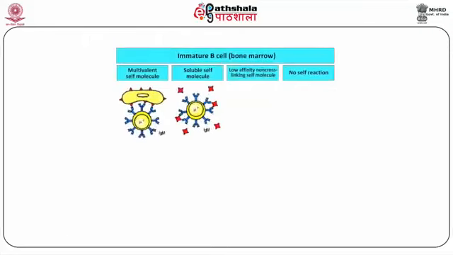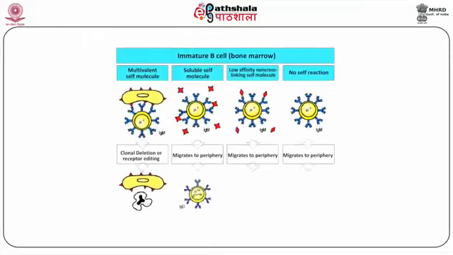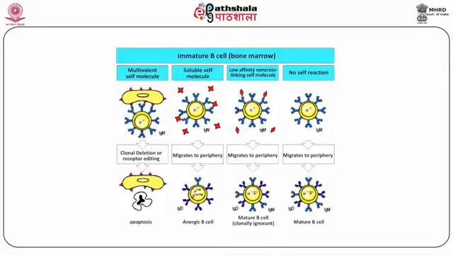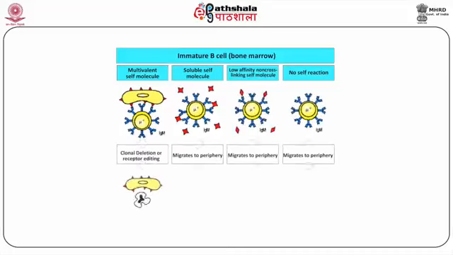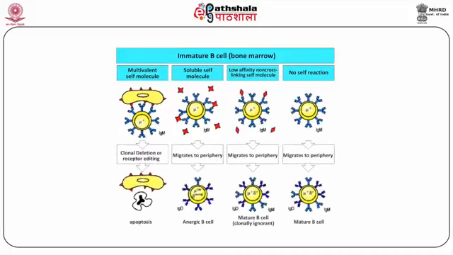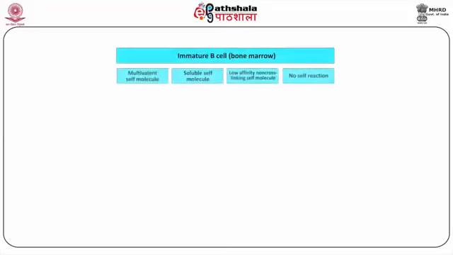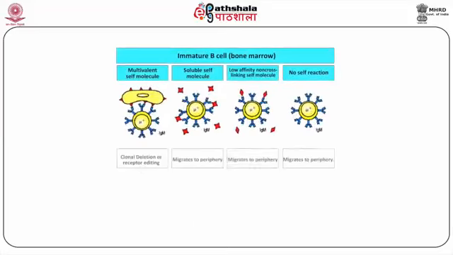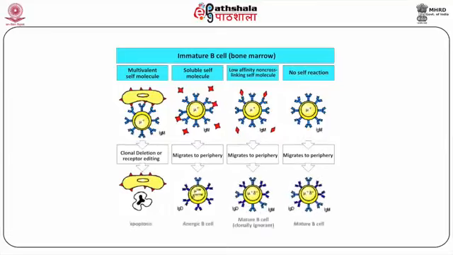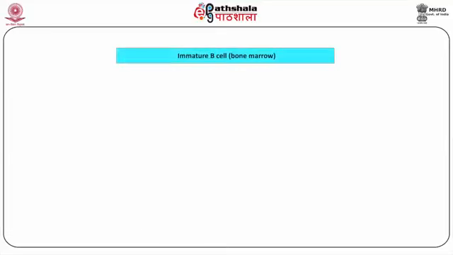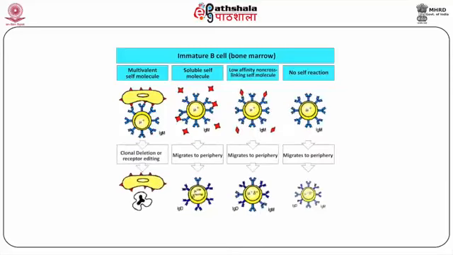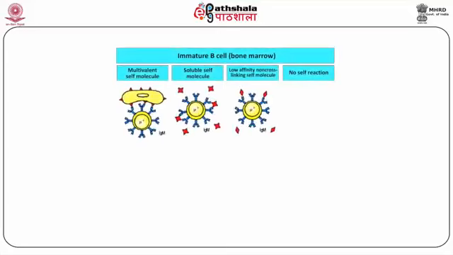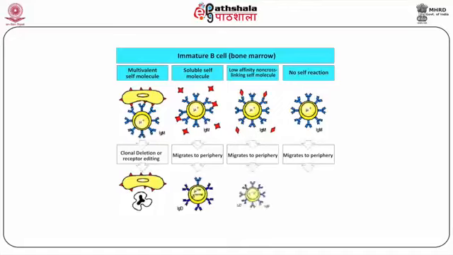More than 75% of B cells which mature in bone marrow undergo apoptosis and phagocytosis by macrophages present within the bone marrow. For example, murine B cells are produced at the rate of 5 into 10 to the power 7 per day. However, murine spleen at any time contains around 7 into 10 to the power 7 B cells only.